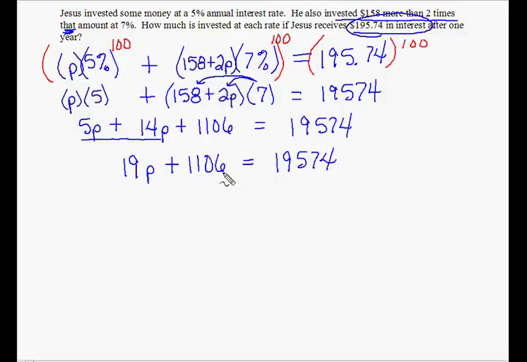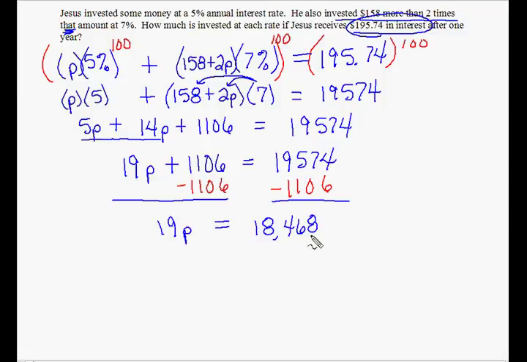19P plus 1,106 is equal to 19,574. Now we're going to try and solve for P. To get P alone, we can add a negative 1,106 to both sides of the equation. We get 19P is equal to 18,468.